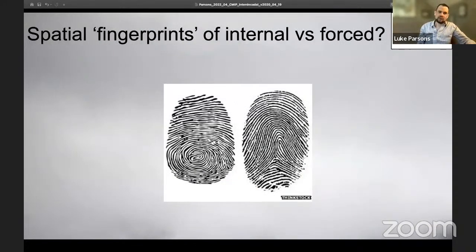Now, let's get to that question then. What are the spatial fingerprints of internal versus forced variability? Because so far, we've just looked at internal climate variability in the CMIP6 models.